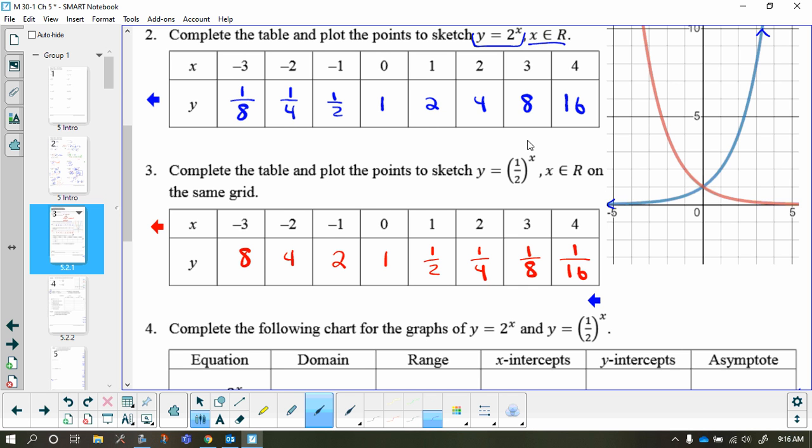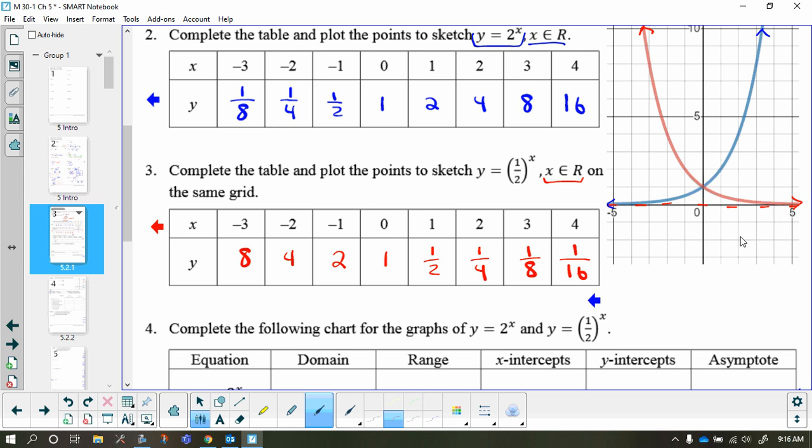Similar idea for this decay function. The domain is all real numbers. So the graph continues up and to the left forever, and it continues to the right forever. And you'll notice that we have a horizontal asymptote here along the x-axis. So the graph never actually reaches a y value of 0.